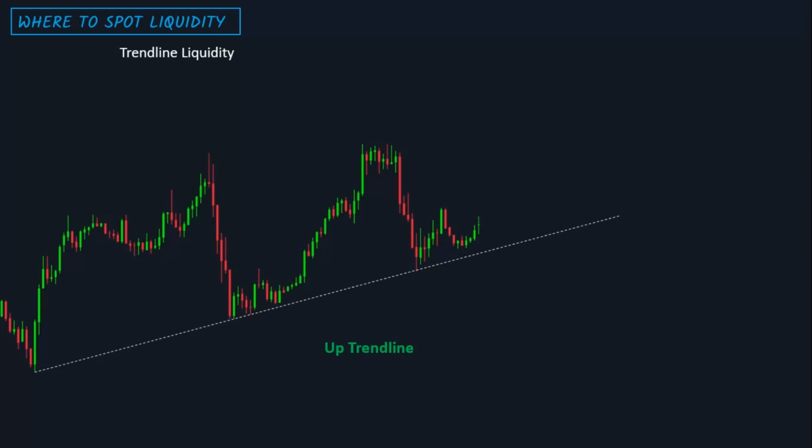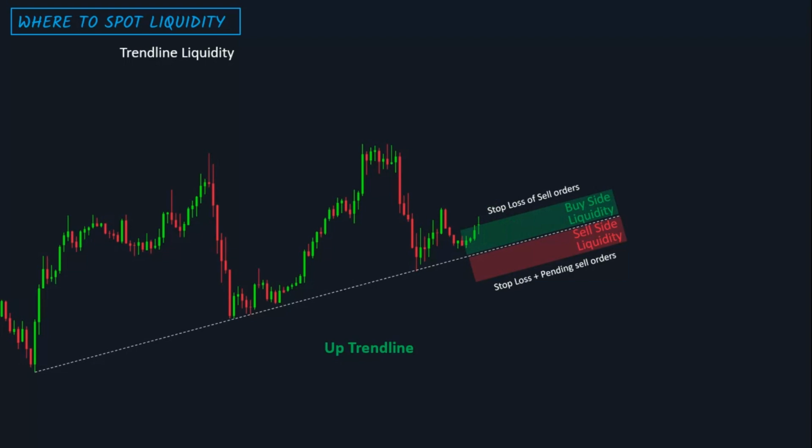In an uptrend line, retail buyers often enter long positions directly from the trend line, placing their stop losses just below it. At the same time, breakout traders place sell stop orders beneath the line, anticipating a breakdown. Together, these stops and pending orders form sell-side liquidity below the trend line. The stop losses of traders who try to short the breakdown create buy-side liquidity above the trend line.